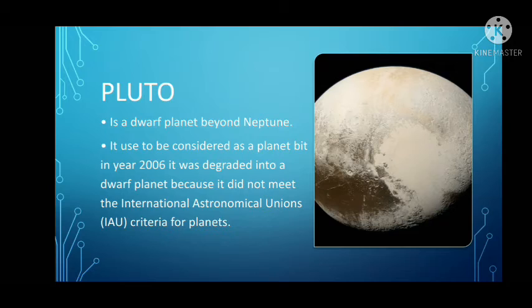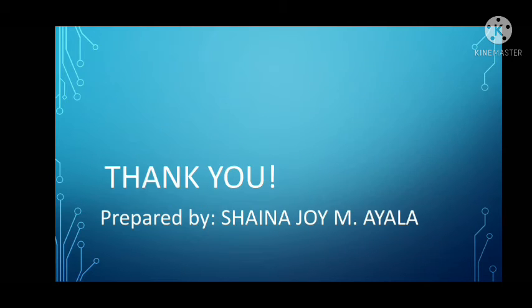And the last one is Pluto. Pluto is a dwarf planet beyond Neptune. It used to be considered a planet, but in the year 2006, it was demoted to a dwarf planet because it did not meet the International Astronomical Union's, or IAU, criteria for planets.